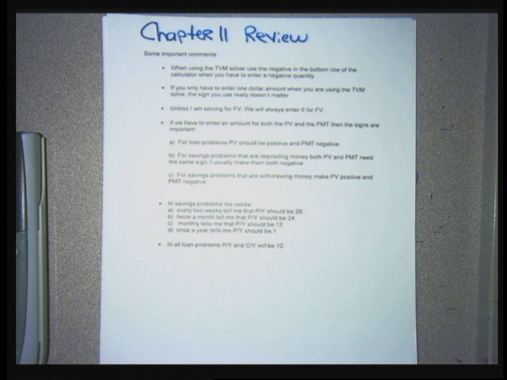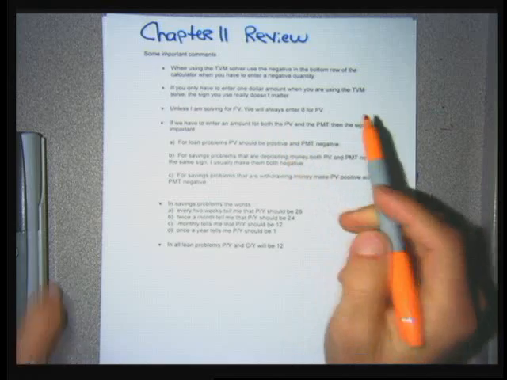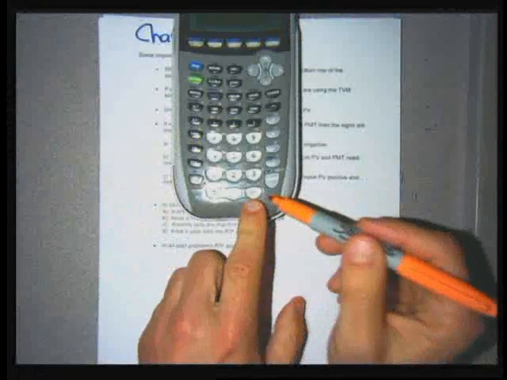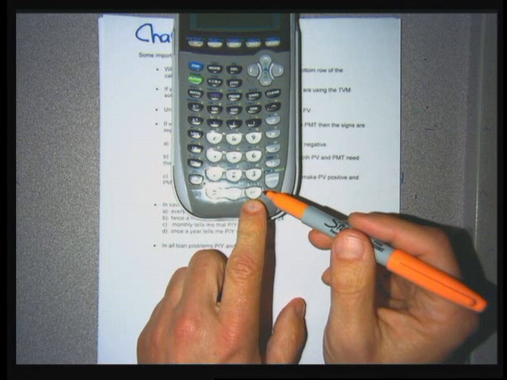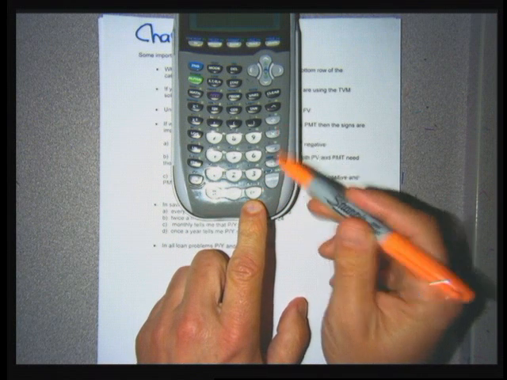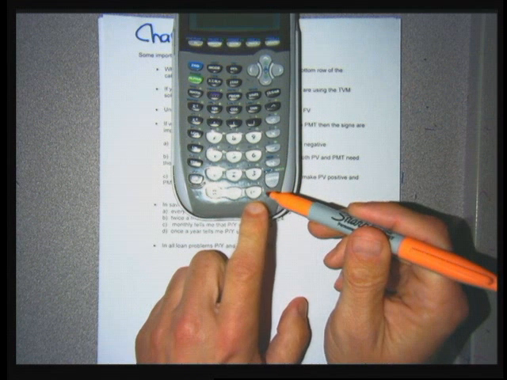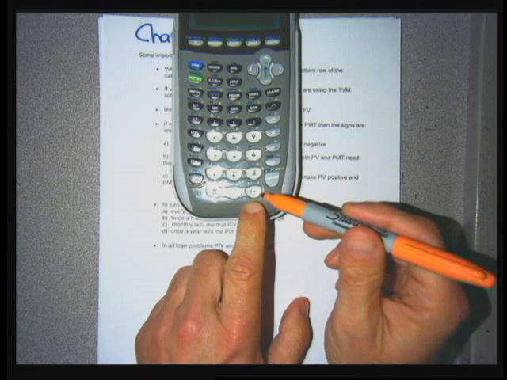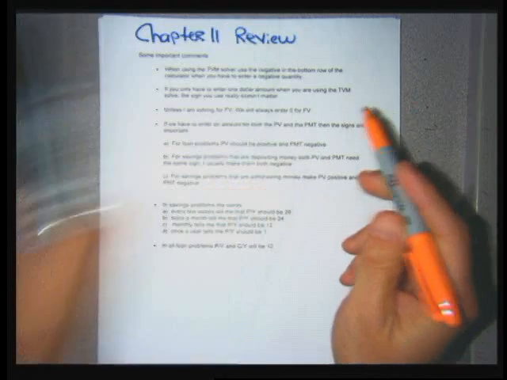There are some comments on this first sheet that are relevant to this whole Chapter 11. The first comment has to do with negatives. In the TVM solver, the negative that we're going to use to enter negative dollar amounts is the negative in the bottom row of the calculator, as opposed to the negative above the plus sign below the times sign. So in the TVM solver, every single negative we enter is that negative with the parentheses in the bottom row of the calculator.